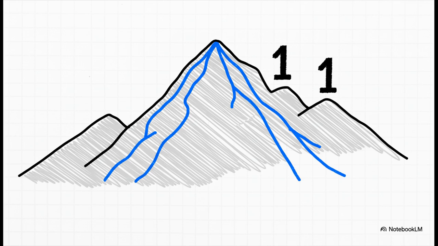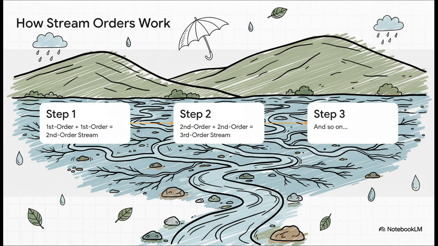Everything has to start somewhere, right? For a watershed, it all begins with the absolute smallest trickles of water, those tiny, unbranching channels way up at the top. These are called first-order streams. They are the headwaters, the very source of everything that flows downstream. The way the system builds is actually kind of beautiful. It follows one simple rule.